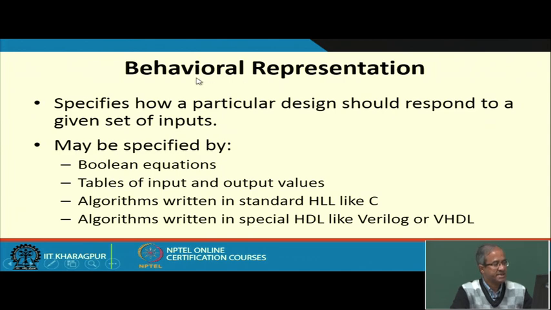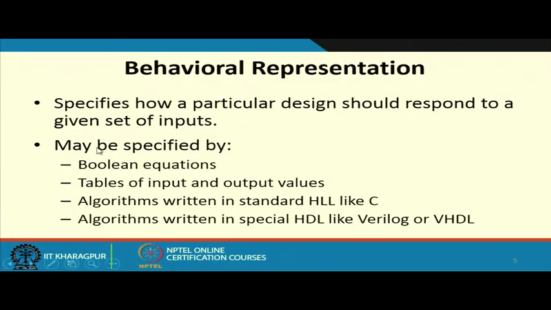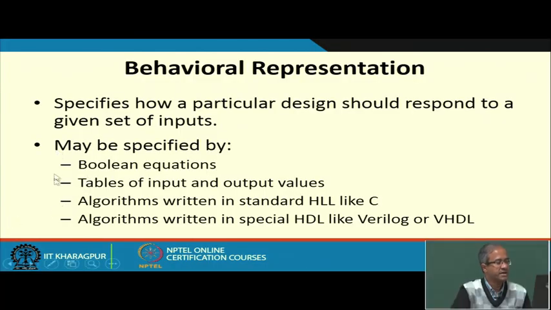Behavioral representation, as I said, specifies how a design should behave, how it should respond to a given set of inputs, without specifying or telling how it is implemented. You just tell that I want this, if I apply an input of this, I should get an output of this. This is my behavior.